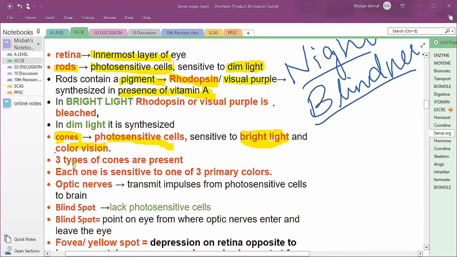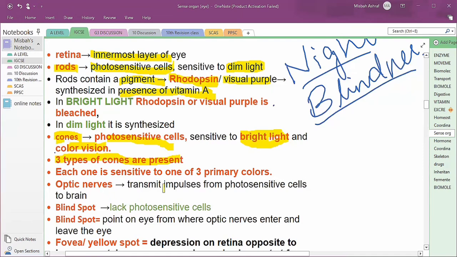There are 3 types of the cones present into an eye, and each one is responsible for one of the 3 primary colors. For red there is different cone, for blue there is different, for green there is different. We are able to see all the colors just because of these 3 cones.